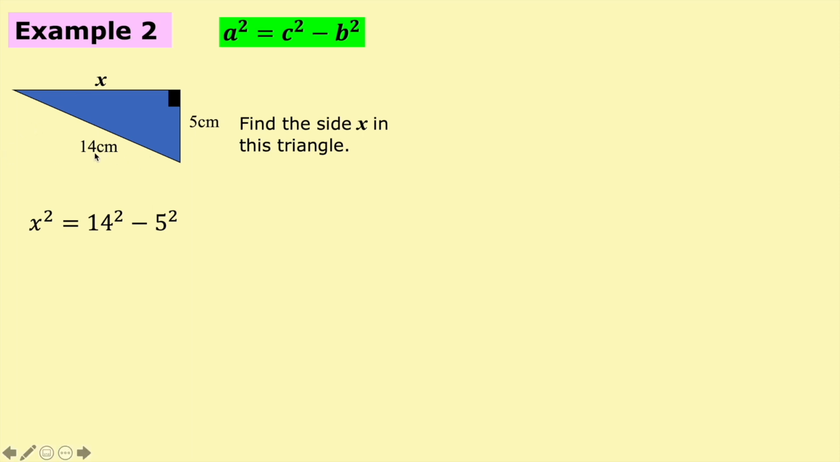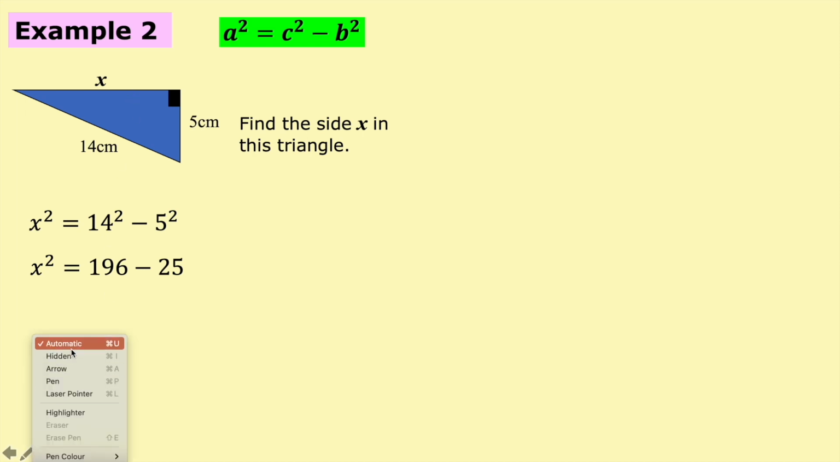So c is 14, so we've got 14 squared, subtract, and then b is 5, so 5 squared. We're then going to calculate those squares. So 14 squared, in your calculator type in 14 times 14 to give you 196. And then 5 squared is 5 times 5 to give you 25. Then we're going to subtract those, so 196 subtract 25 is 171.